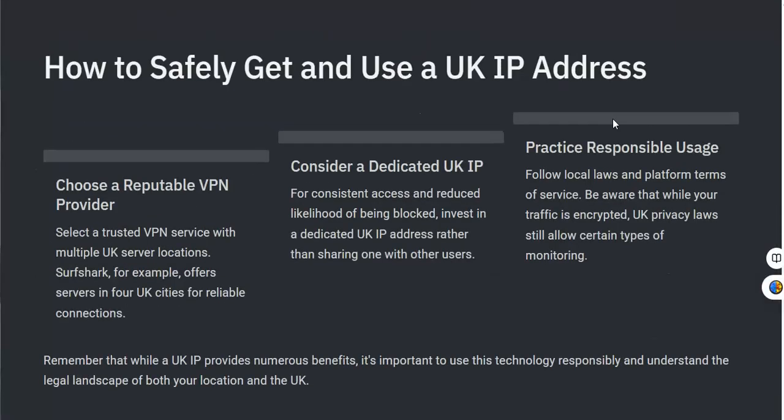Let me just show you quickly the safe way now to get a UK IP address, or indeed an IP address of any other location. It's called a VPN, a virtual private network. You basically find a reputable VPN provider. Choose a decent one. There are ones like Surfshark, NordVPN. I use NordVPN because it's a reliable, reputable VPN provider and it's cheaper than services like Surfshark.